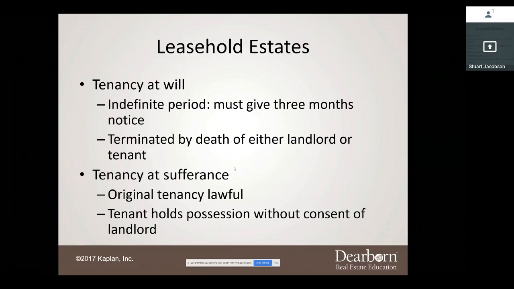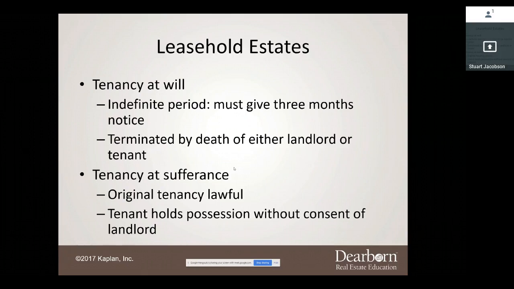Indefinite period. Tenancy at will is usually where the tenant had a lawful tenancy, and now they're usually like a legal holdover, or it could also be created by just saying, hey, would you like to rent my property? Sure. And now here's the difference.